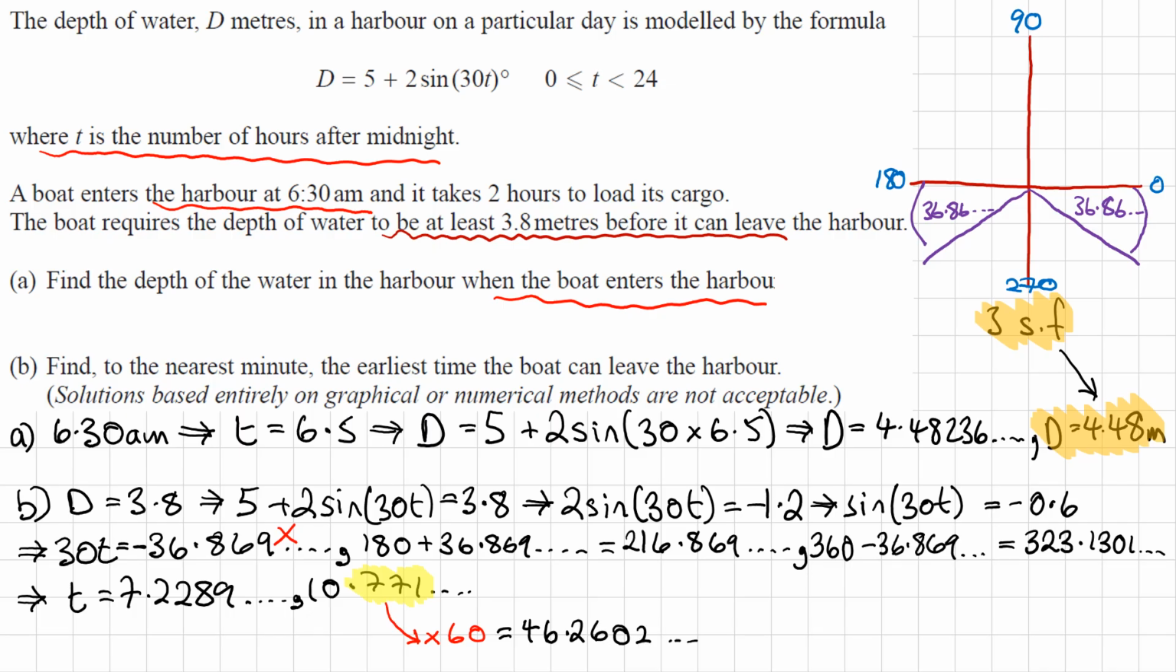So in terms of a time to the nearest minute, it's 10 and it's going to be AM. Now I can either give 46, I guess, or even 47. It all depends on what rounding I've done here. But rounded to the nearest minute, it would actually be 46 minutes. So 10:46 AM is going to be the earliest time at which the boat can leave, because the depth of the water is 3.8 meters.